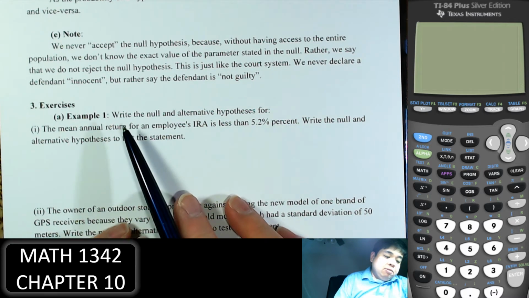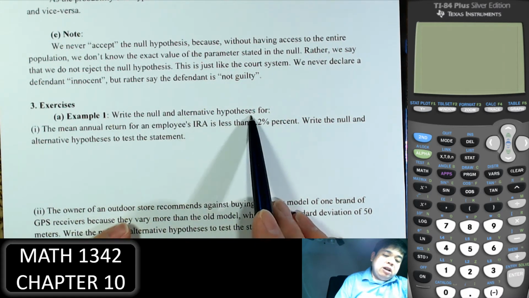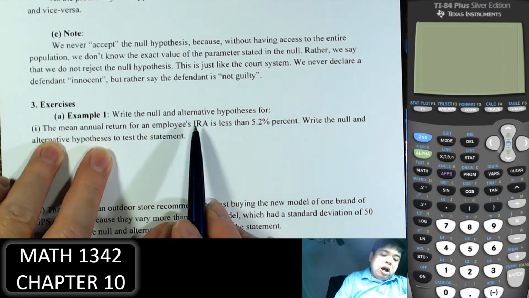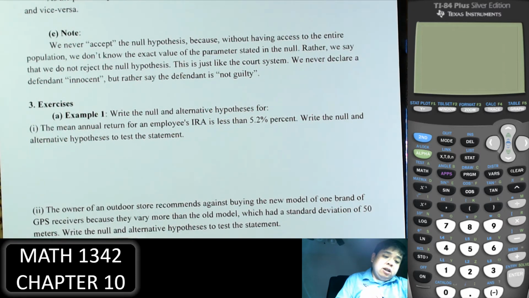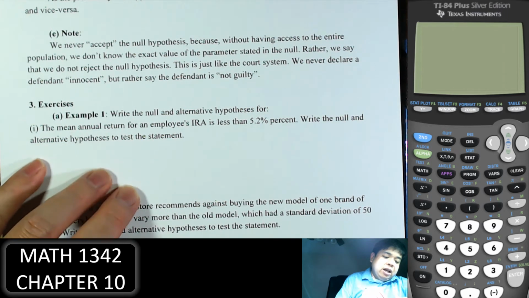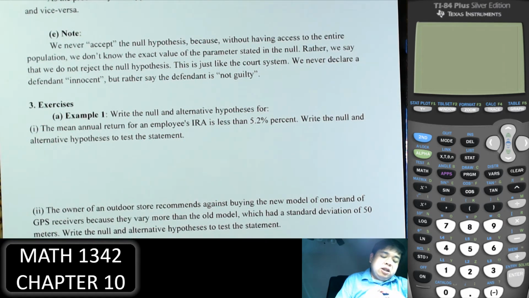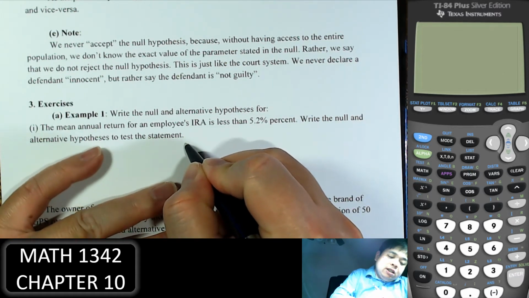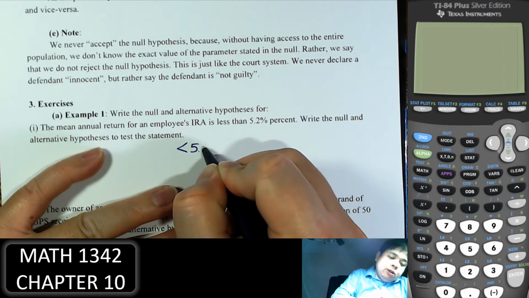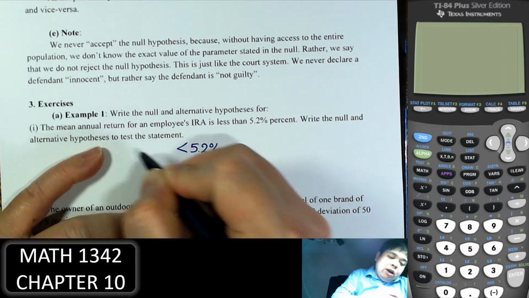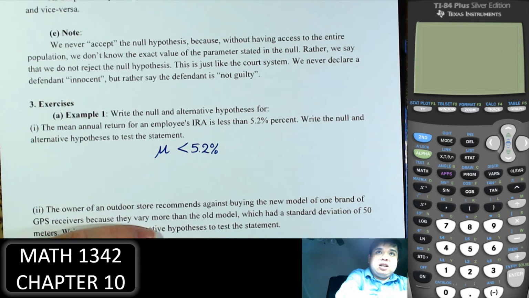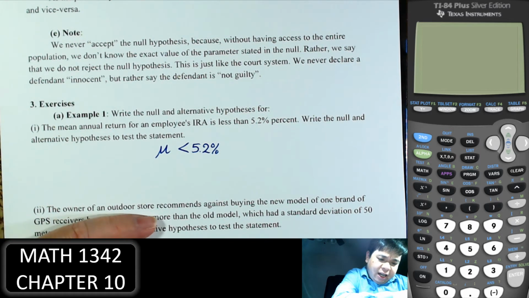Here's an example. Write the null hypothesis and alternative hypothesis for this: the mean annual return for an employee IRA is less than 5.2%. Write the null and the alternative hypothesis for the test. First, we know it's less than 5.2%, and we said the population mean is that.